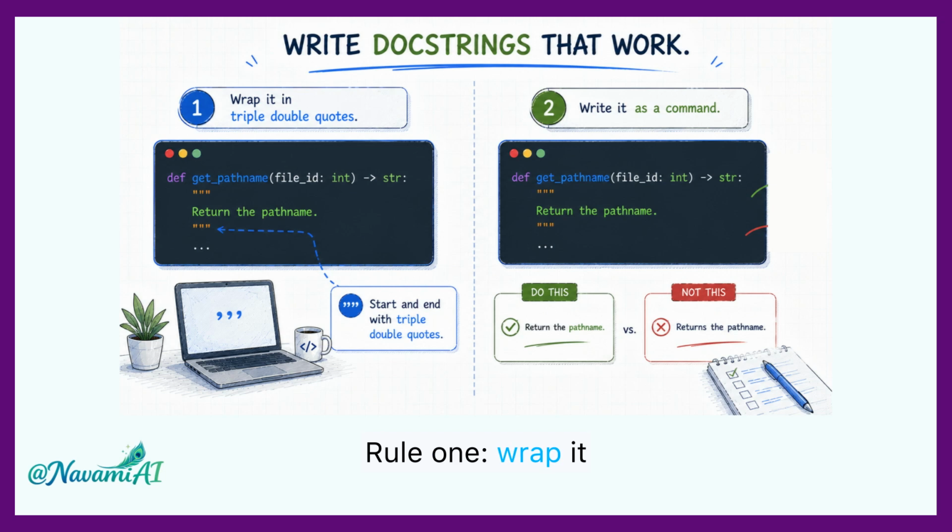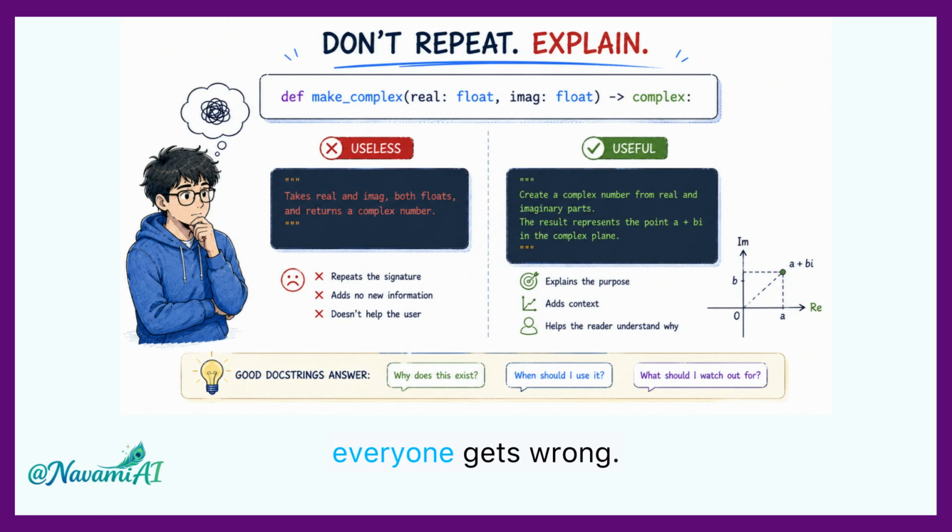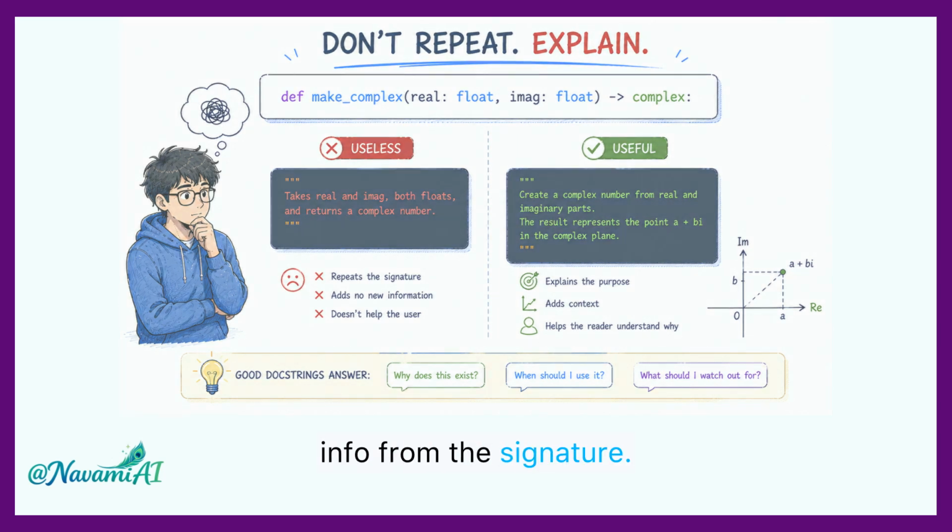Rule 1. Wrap it in triple double quotes. Rule 2. Write it as a command. "Return the path name," not "returns the path name." Here's the part almost everyone gets wrong. A docstring should not just repeat what the signature already tells you. Watch this example. "Takes real and imag, both floats, and returns a complex number" is not a useful docstring. You already knew the info from the signature.